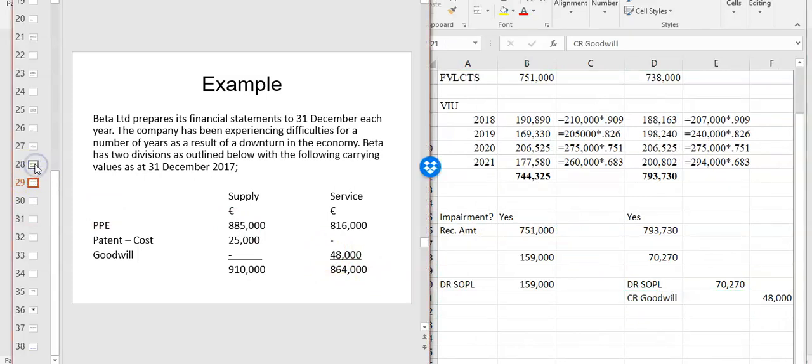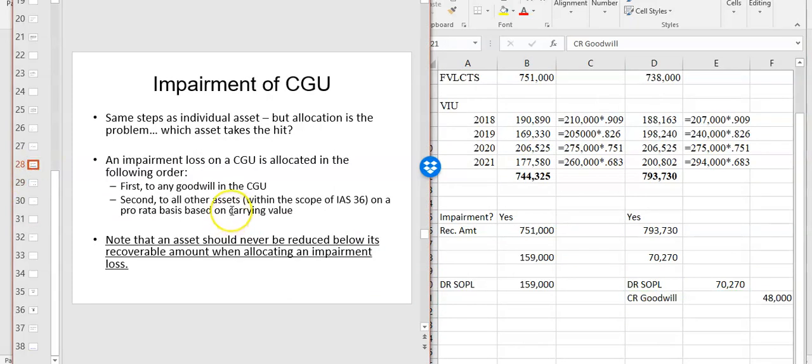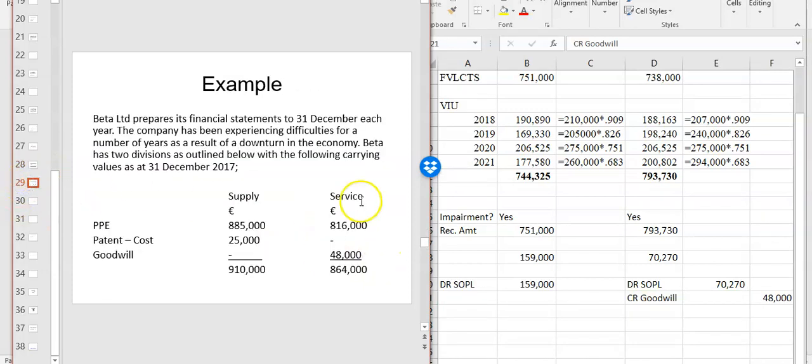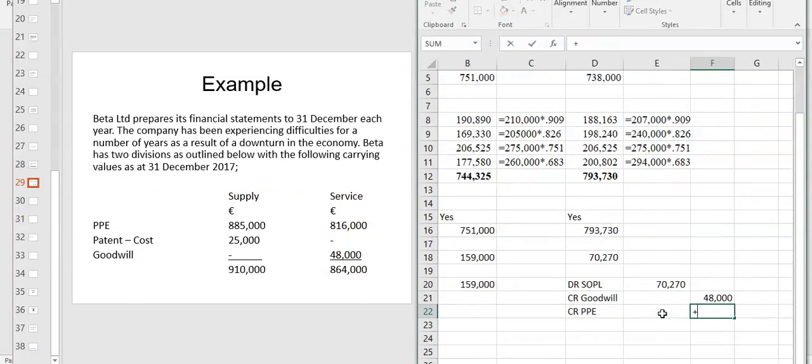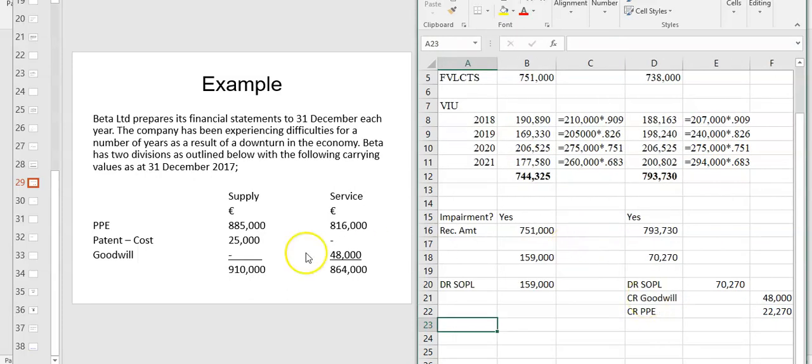For the rest then, if you look at here, you pro rata based on the carrying values. So in this example in service, there's nothing else. It all has to go to credit PP. Credit PP, the difference, 70 minus 48. There's no pro rata because there's no other assets. The only other asset in the service division is property, plant and equipment. So you'll reduce that by 22,000. Goodwill first, then here. For this one, you're going to credit PP and you're going to credit the patent.